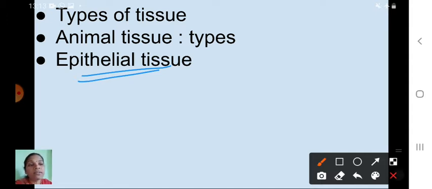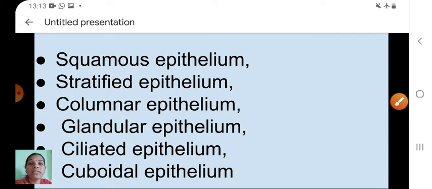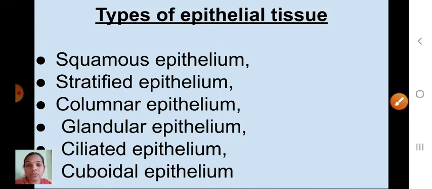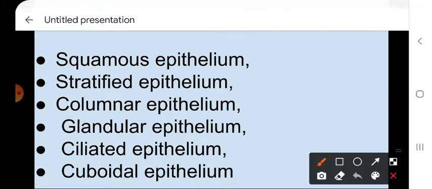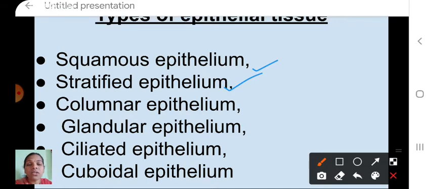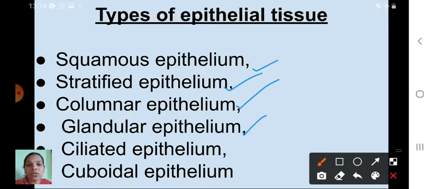Here are the names of the types of epithelial tissue. There are 6 types in your textbook: squamous epithelium, stratified epithelium, columnar, glandular epithelium, ciliated and cuboidal epithelium. So we discussed where these epithelial tissues are located, and their structure and function.